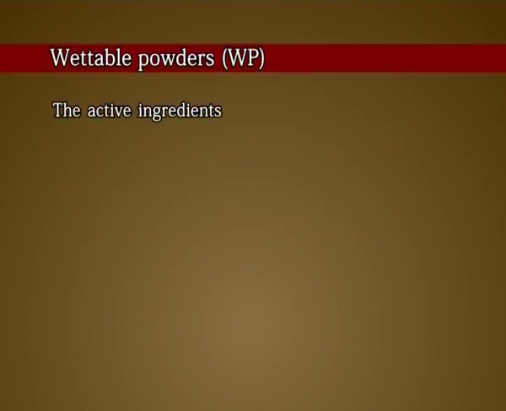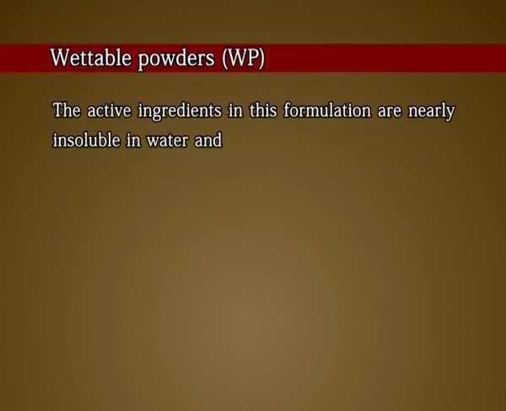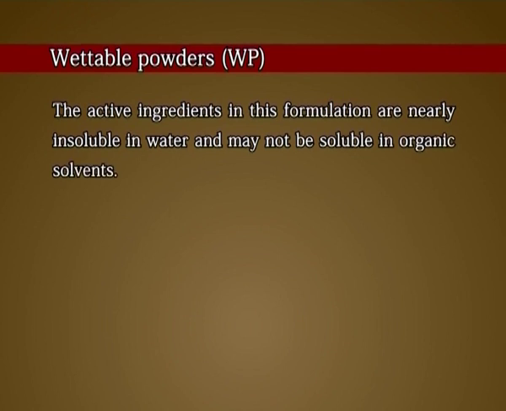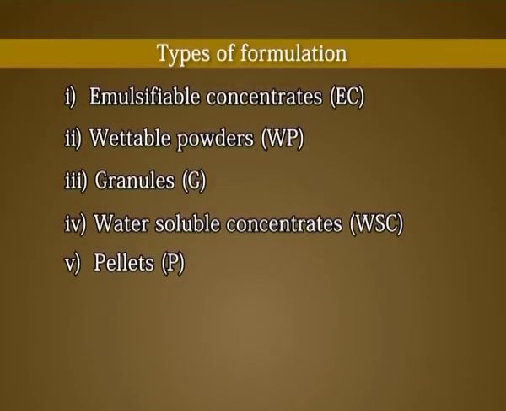Number 2, wettable powders, WP. The active ingredients in this formulation are nearly insoluble in water and may not be soluble in organic solvents. The active ingredients here are solid, so it is ground to a fine powder. A dispersing agent is added to the formulation so that wettable powders will suspend readily in water. Example, Sancor 70 WP.